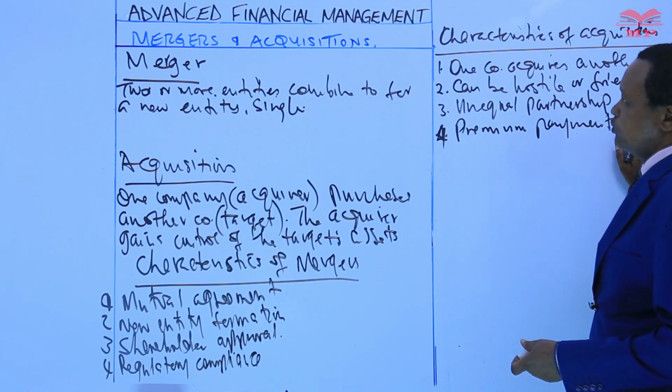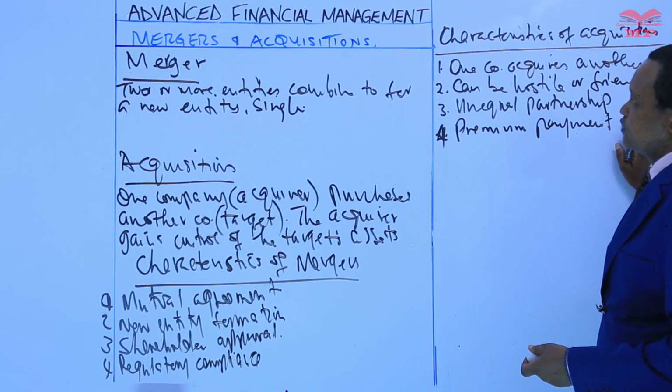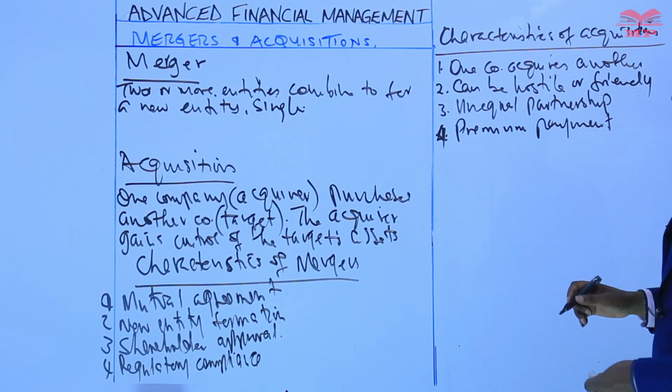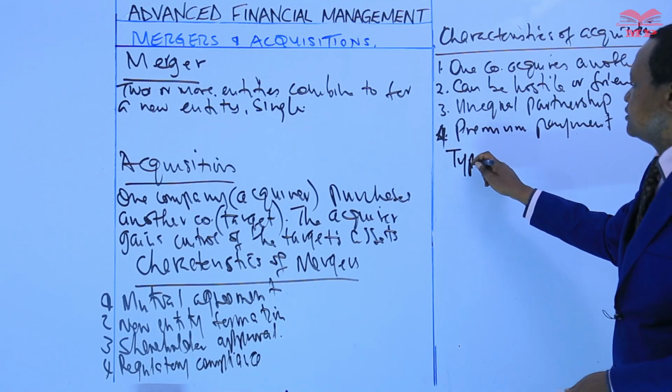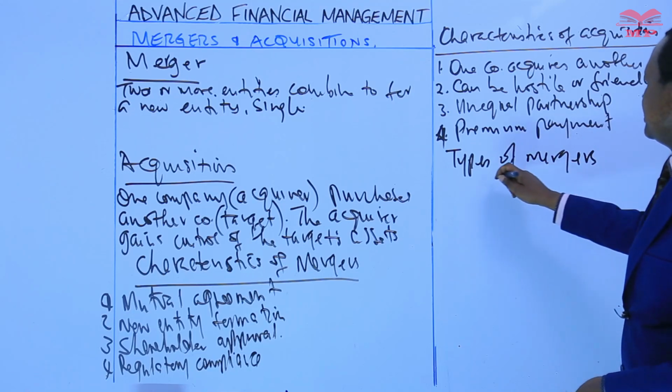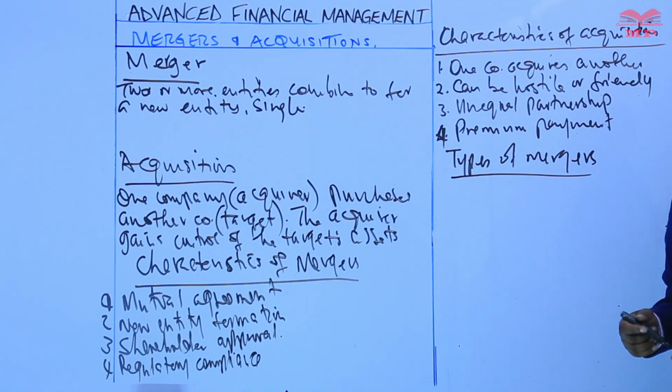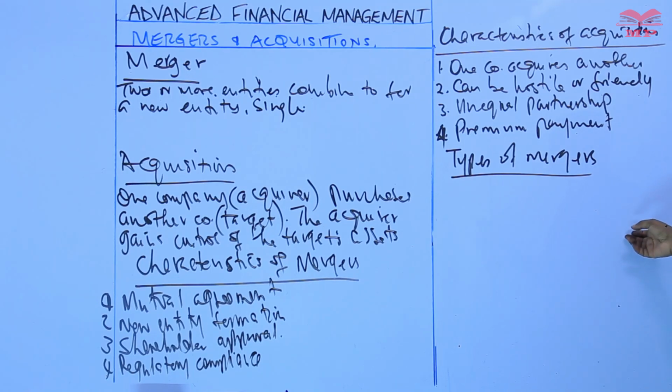Now we will move to discuss the types of mergers and types of acquisitions, though that is not part of the syllabus, but for the sake of understanding. Types of mergers. Mergers can be categorized based on the relationship between the merging companies. And one such type is the horizontal merger.